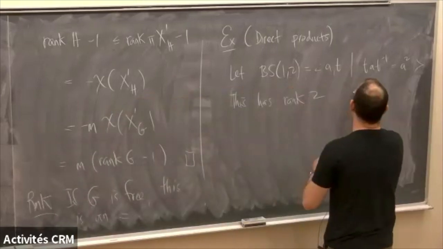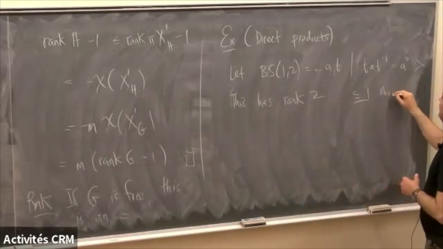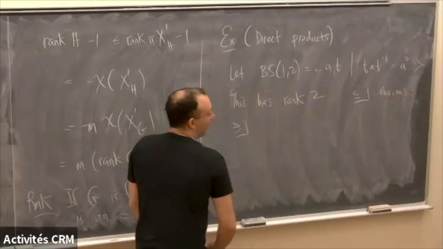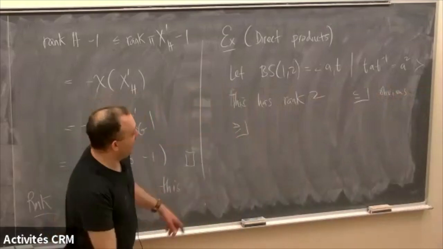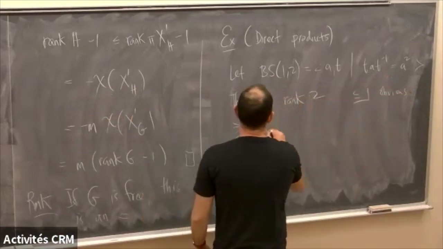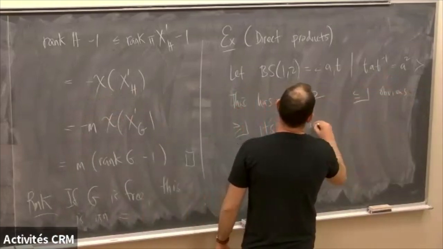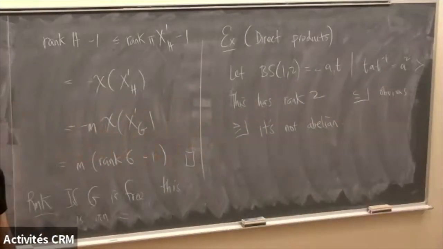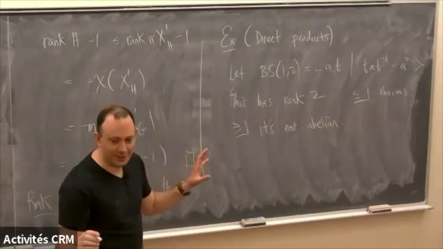The upper bound is obvious because there are 2 generators above. And then what about the lower bound? It's not cyclic because it's not abelian. Right. So it's not abelian and hence not cyclic. Great. So still everything is fine, right?